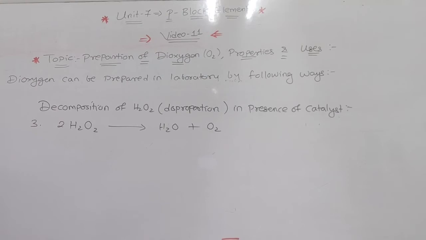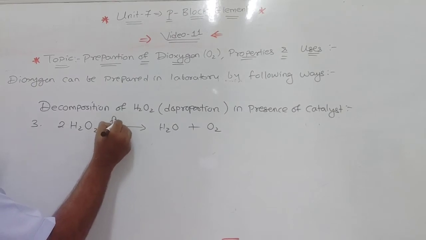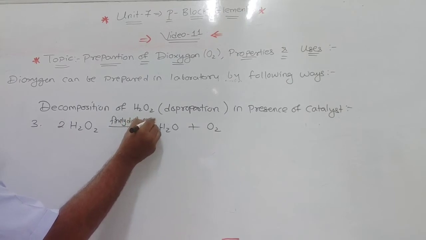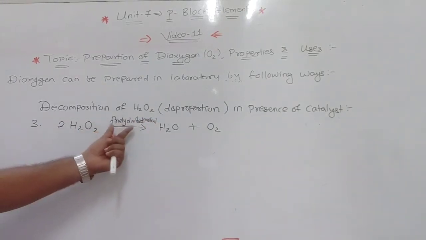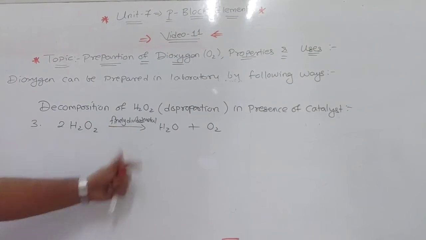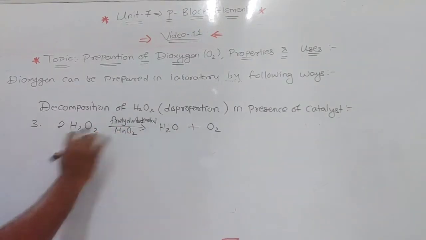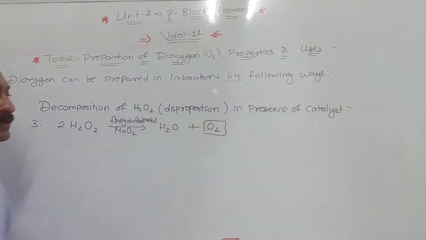Now in your textbook it is given finely divided metal. You can see this is the catalyst, finely divided metal. Either you can use this catalyst, or finely divided metal and manganese dioxide. Manganese dioxide means MnO2. You can decompose this hydrogen peroxide and you will get oxygen here.